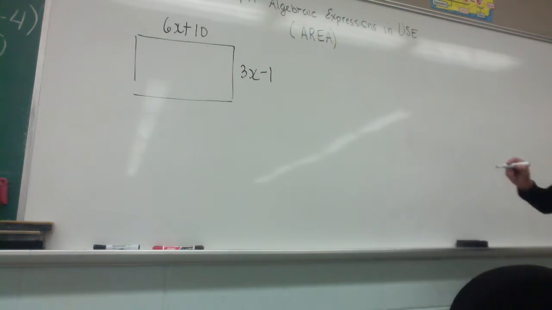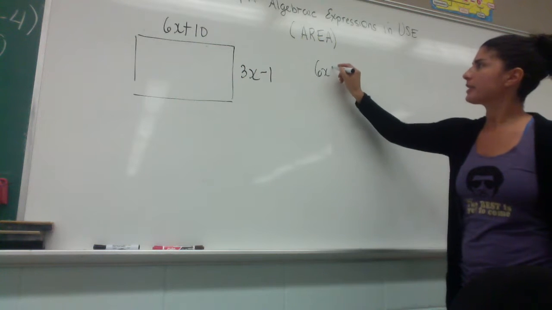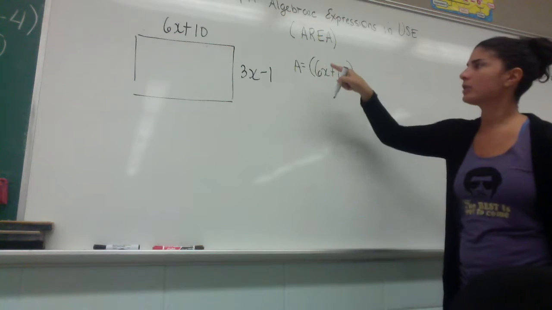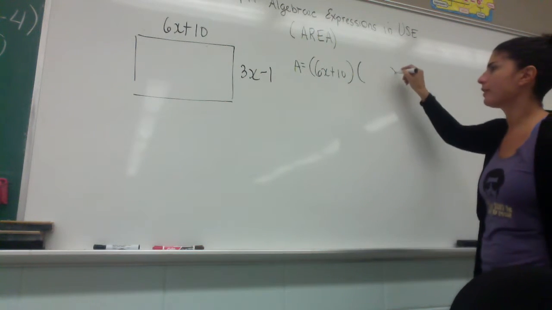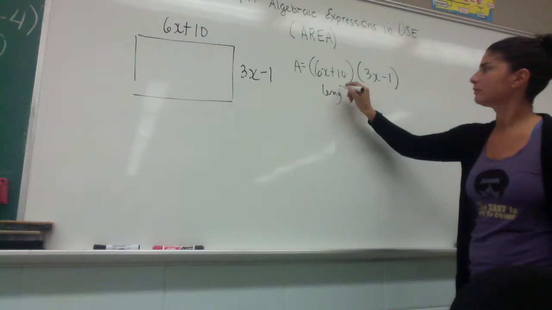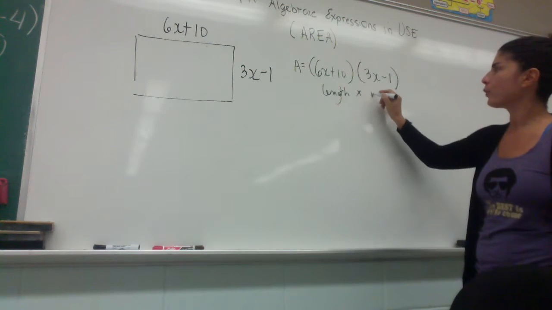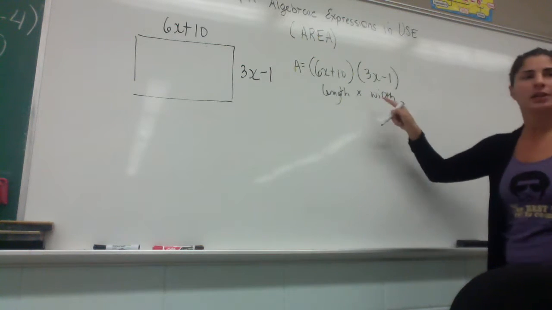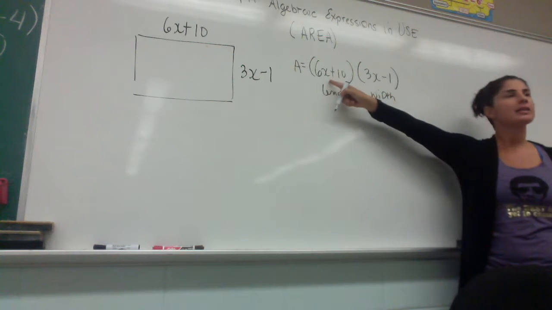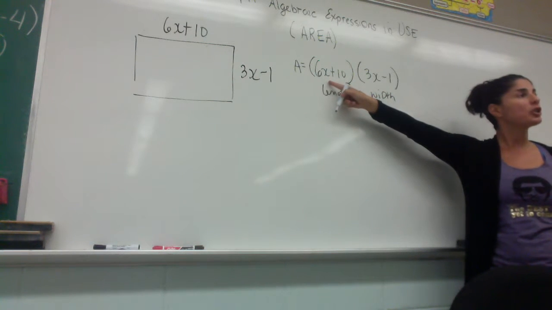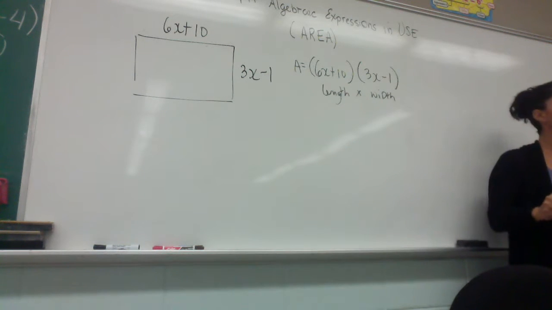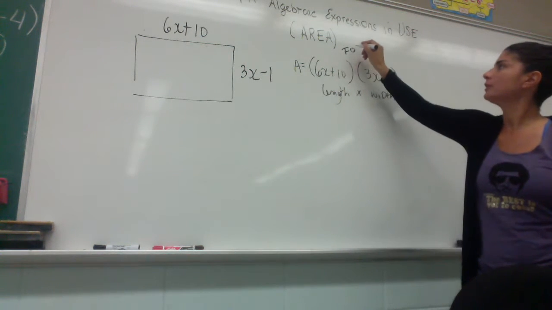I'm going to set it up for you. So 6x plus 10. It's length times width, correct? Area equals length times width. This is my length, timesing it by my width. This is what I learned in grade 7. Length times width. My length has a 6x plus 10 expression times my width of 3x minus 1. So I'm going to use the foiling to foil.